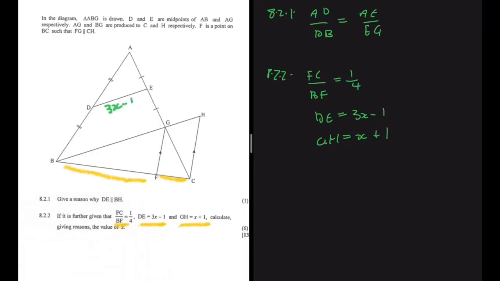And then what else are we given? GH is x plus 1. So here we're given x plus 1. Okay, so now I see what's happening here.